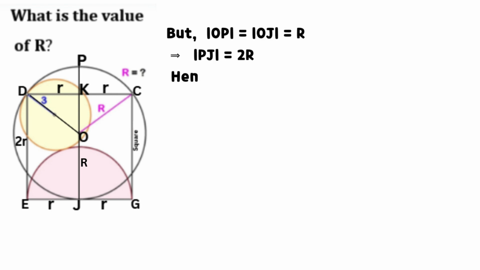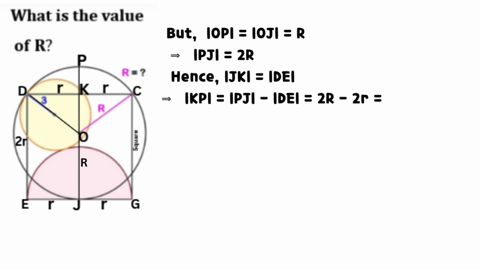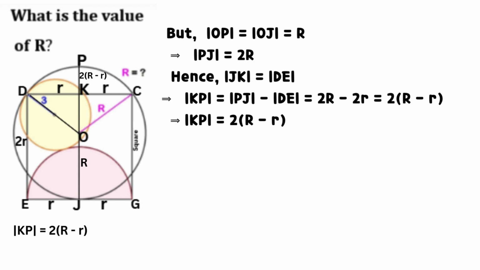But line OP equals line OJ, which equals r. It follows that line PJ equals 2 times r. Hence, line JK equals line DE. It implies that line KP equals line PJ minus line DE, which equals 2 times r minus 2 times small r. The result equals the product of 2 and r minus small r, as shown on the screen.